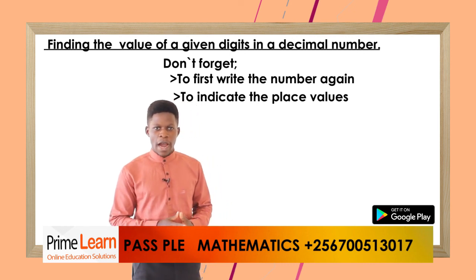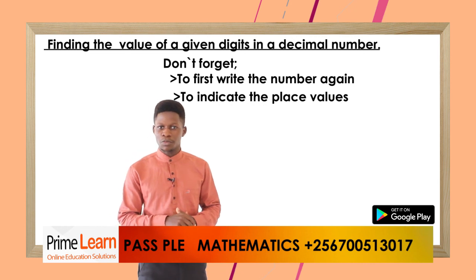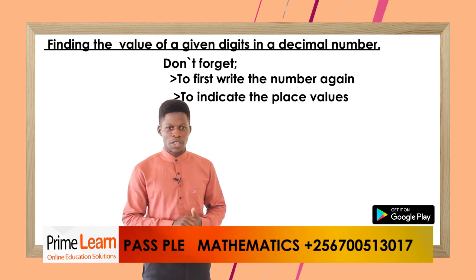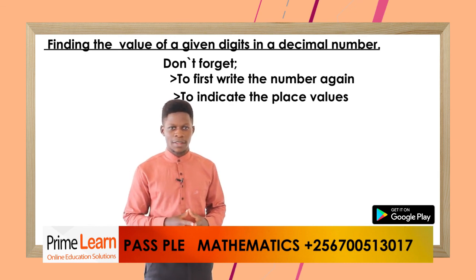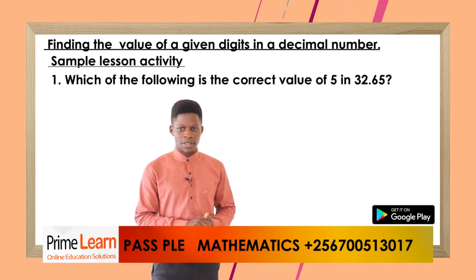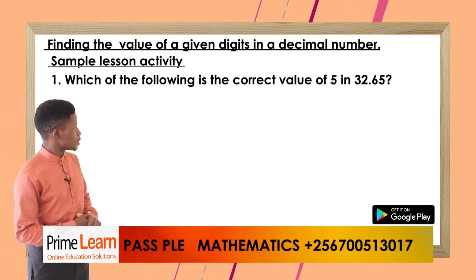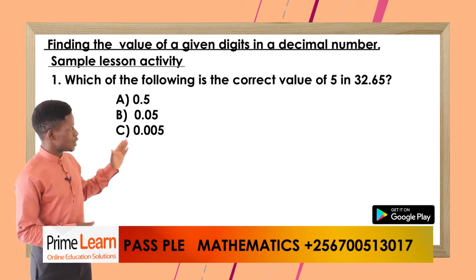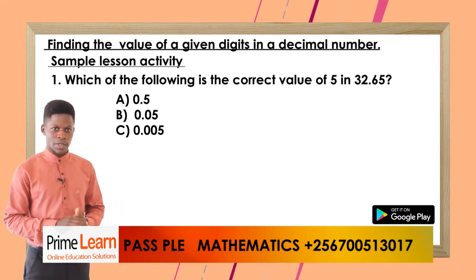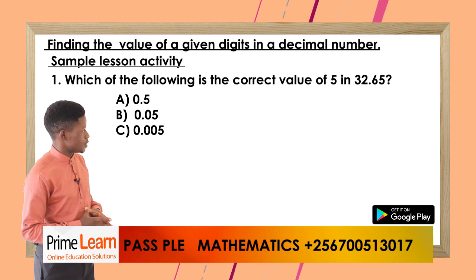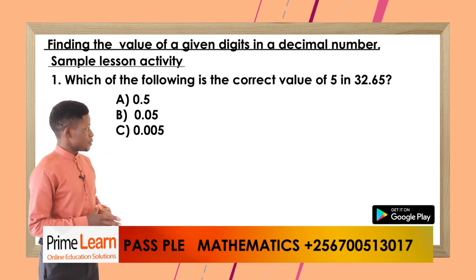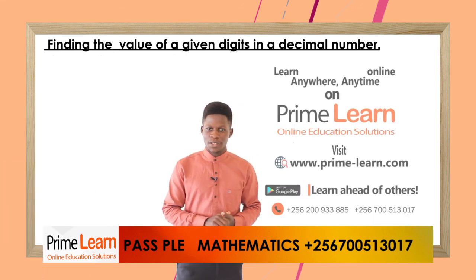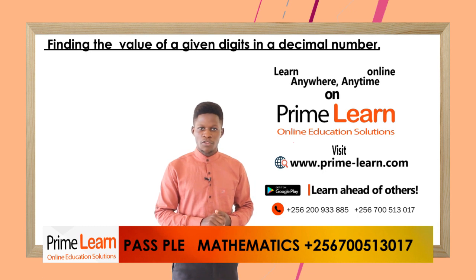Now this activity is going to be of two parts. One part is going to be a multiple choice activity which has objectives, and the next part is going to be of structured questions. I am going to give you one example of the questions which you're going to find in that activity. One of these questions is, which of the following is the correct value of 5 in 32.65? We have the first alternative as 0.5, as you can see on the screen. The next one is 0.05, and the third one is 0.005.